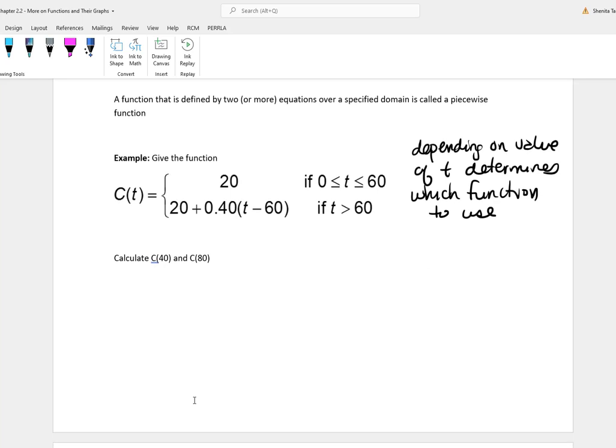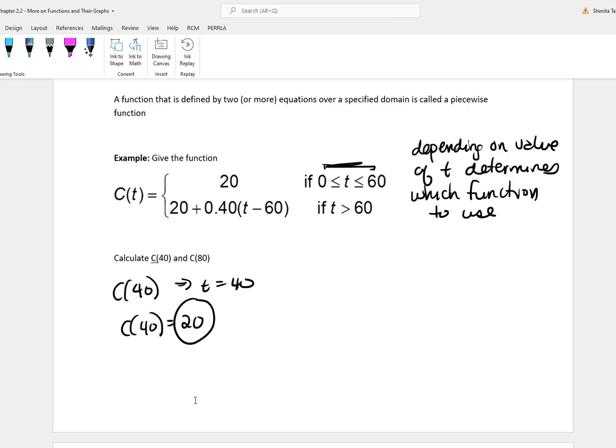Alright, so let's calculate c of 40. So c of 40 lets us know that t is 40. T is 40 falls into this first interval here. So when t is 40, our function c of 40 is equal to 20.